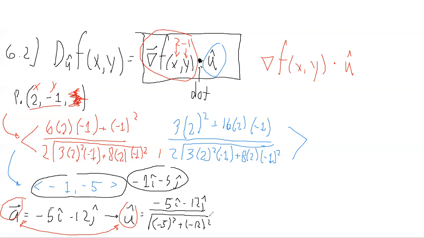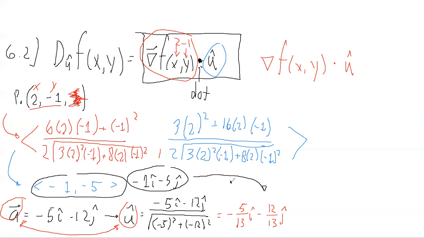So when we solve this, the denominator is the square root of negative 5 squared plus negative 12 squared, which gives you a value of 13. So your unit vector is negative 5 over 13 i minus 12 over 13 j. This is what you're going to multiply your negative 1 i minus 5 j with.